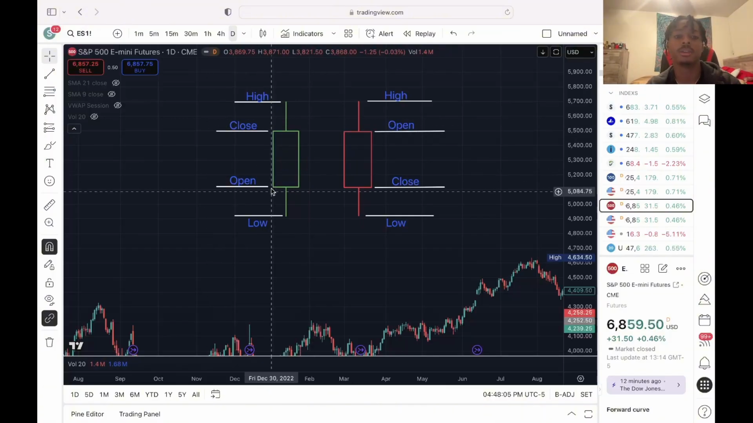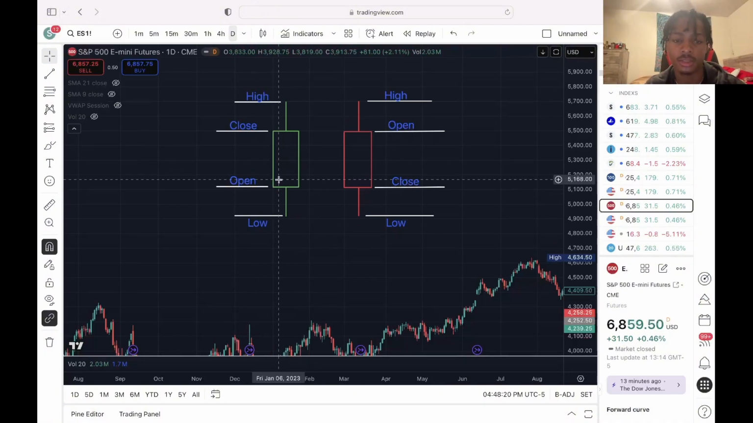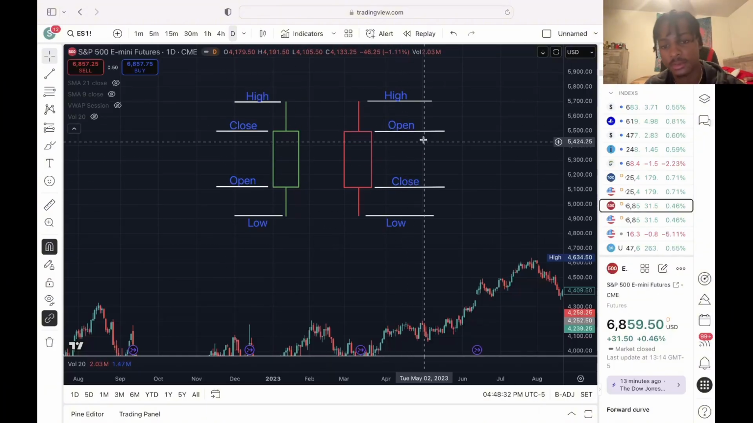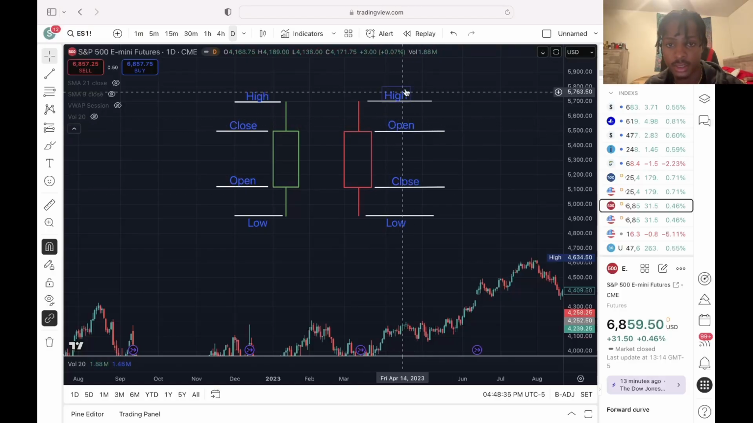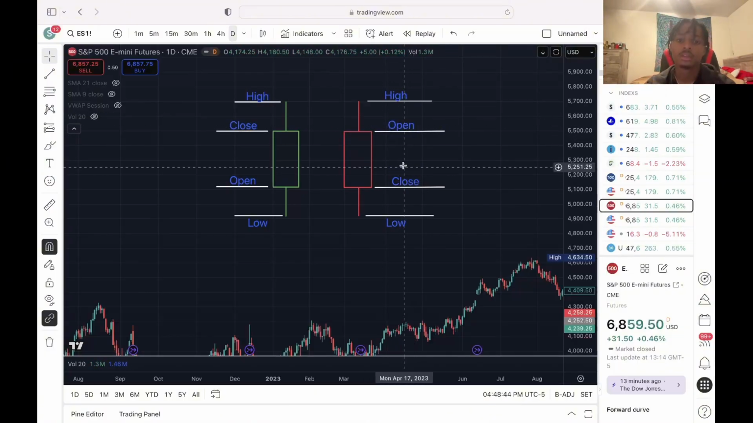You're going to have the open, which is the price that it opens at. You're going to have the close, the price it closed at. Then you're going to have the high, the highest price it got to, and the low, the lowest price it got to. So for a green candlestick, you've got the open, close, high, and low. For a red candlestick, it's similar but opposite. It's the same for the high and the low, but because it's going down, we've got the open, the close, and then the highs and the lows.